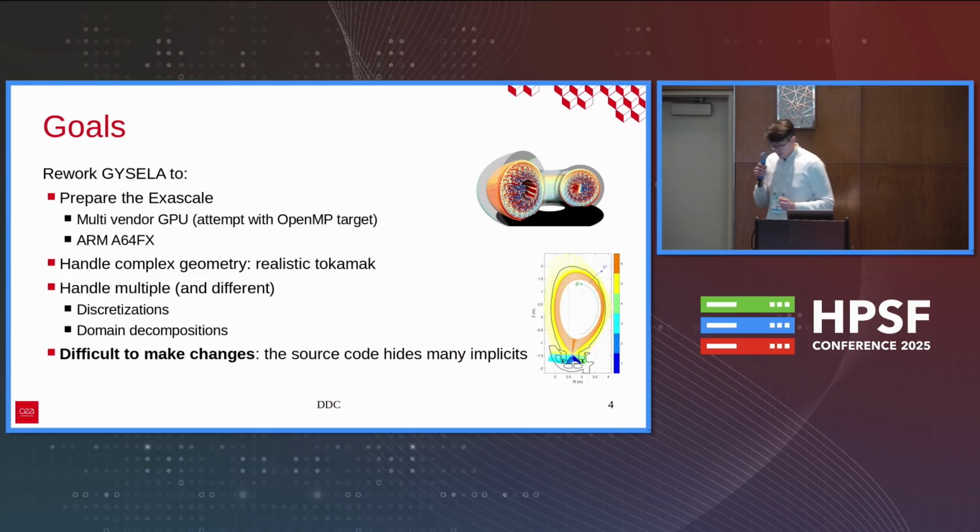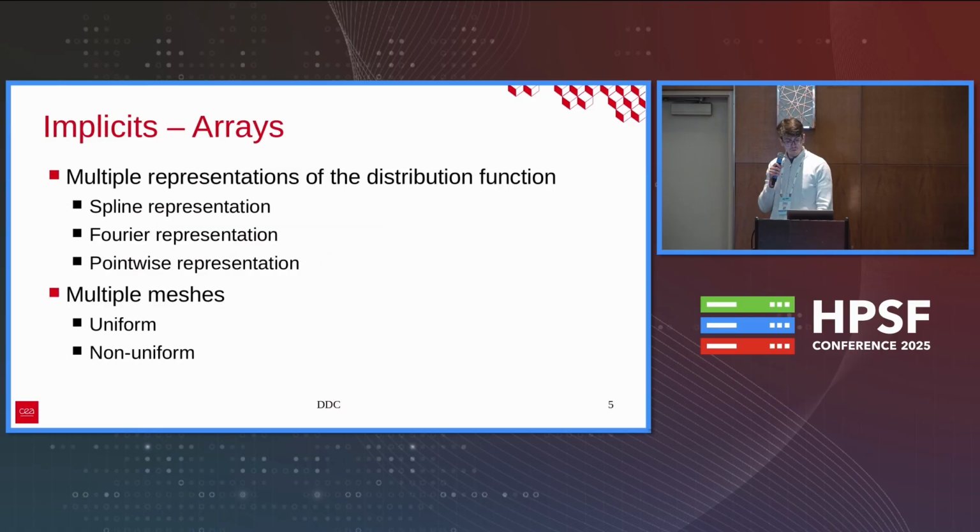But we realized that it was difficult to make changes in the application due to a lot of implicits that were only known to the experts of the software, making it difficult to make changes for non-experts of Gysela. As an example of an implicit that we faced, there was the use of multiple representations of the distribution function, where they use a lot of Fortran arrays in the application.